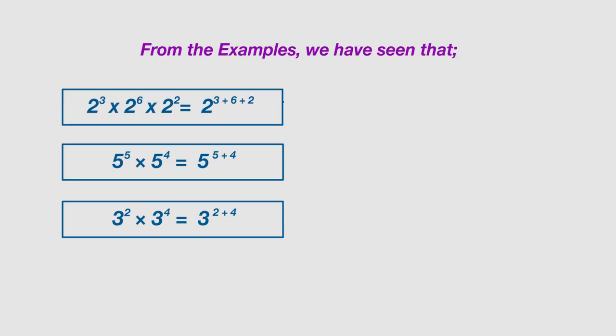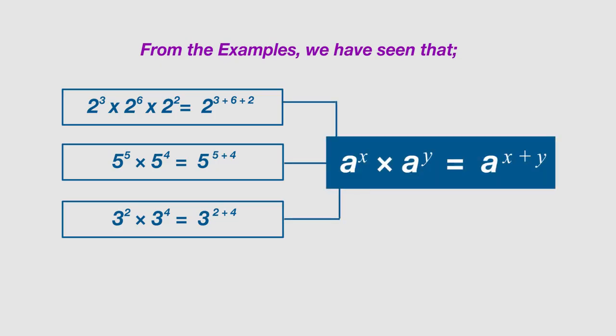We can then conclude that if you have to work a raised to the power x times a raised to the power y, you will take the base, which is a, write it down, and add your exponents to get x plus y. This is one of the laws of indices, and that is the multiplication law. As we go along, I want you to keep these laws in mind because we'll be using them to work a lot more questions.